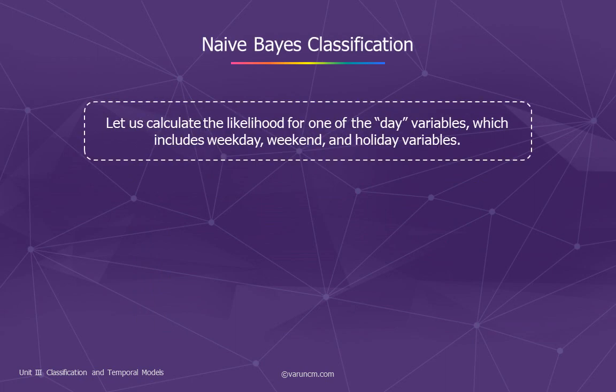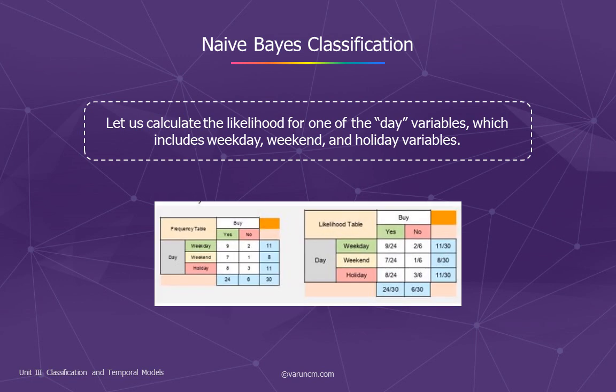So now we need to calculate the likelihood for one of the variables, day, which may be weekday, weekend, or holiday. So the likelihood table will be like this. Here you can see that the total yes is 24 and total no is 8. Similarly, you can calculate that the total weekday is 11, weekend is 8 and holiday is 11. Based on these, you are going to create the likelihood table.